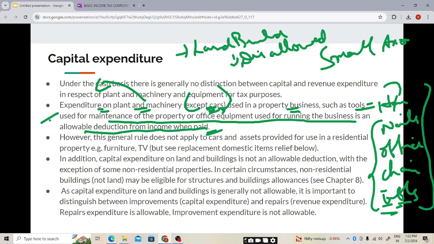So what capital expense will be deducted? Capital expenditure on land and building will be disallowed. But expenditure on plant and machinery, such as small tools or small machineries used for running the property business, or a small office space where you deal with your clients, including table and chairs, will be allowed expenses. However, this general rule does not apply to cars and assets provided for use in residential property, like furniture and TV. For these, the replacement domestic item relief will apply.